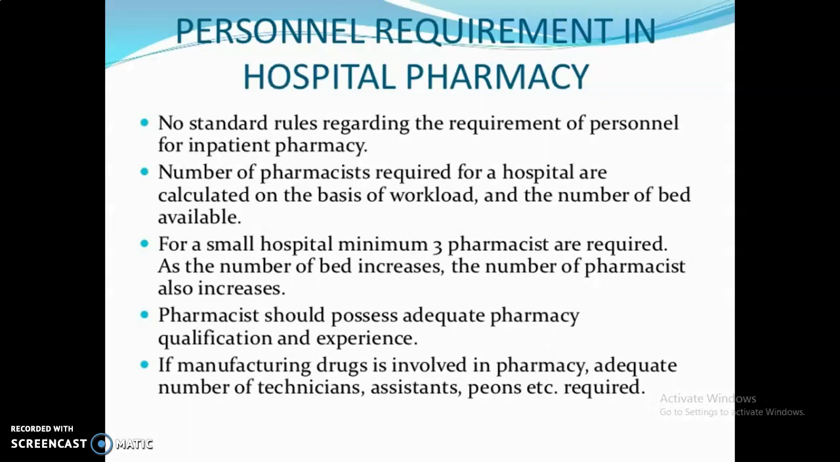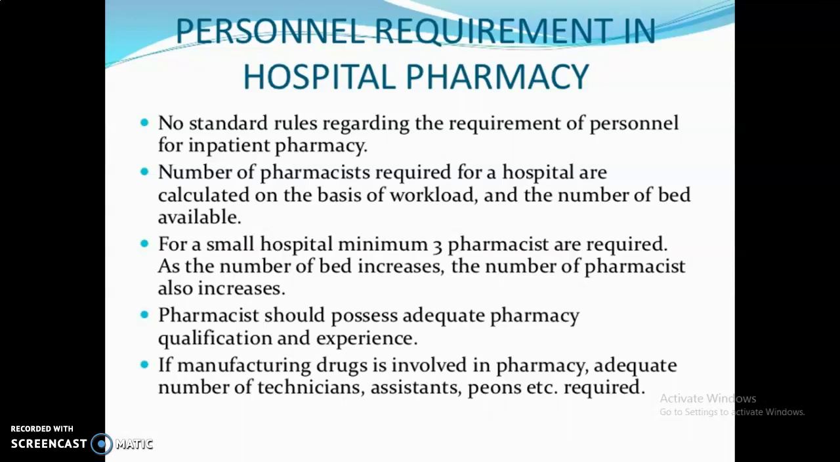Personnel requirement. The manpower trained in pharmacy varies with the size of the hospital and the services it offers. The number of pharmacists required for a hospital is calculated on the basis of some workload norm like the number of prescriptions received and dispensed, and as a result the time taken to do so, or the number of beds available in the hospital and its occupancy rate.